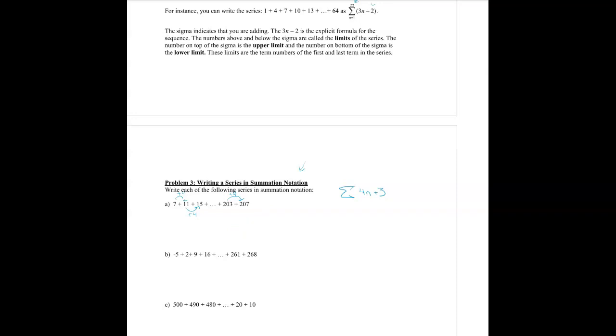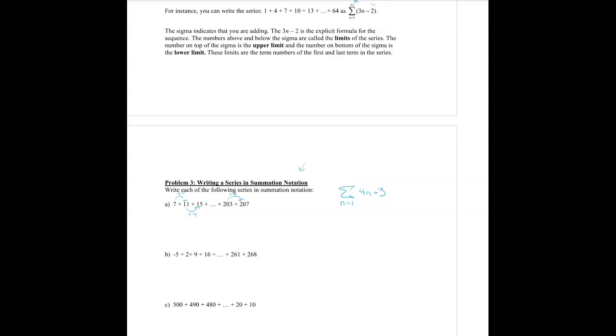Alright. Now I need to know, okay, well, I'm starting with n equals 1, because I've got my first term. I don't have any dots coming before it or anything like that. Okay, but then I need to figure out what number goes up here.